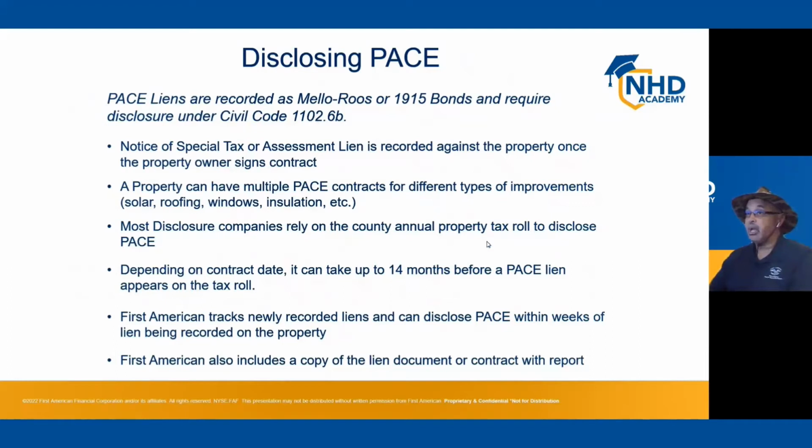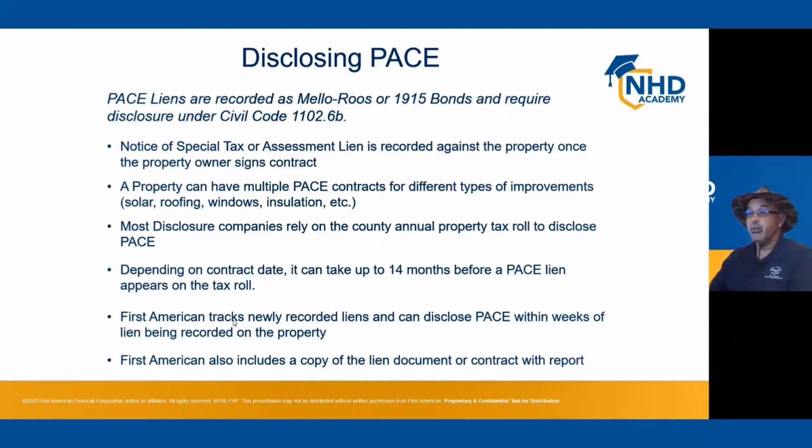Most disclosure companies rely on the annual property tax roll to disclose PACE. Depending on the contract date, or when the homeowner enters into the PACE agreement, it may take up to 14 months before a PACE lien appears on the tax roll. If a property owner signed a PACE contract in September, the 22-23 tax bills have already been mailed out, so that assessment is not going to appear on the tax roll for a full year.